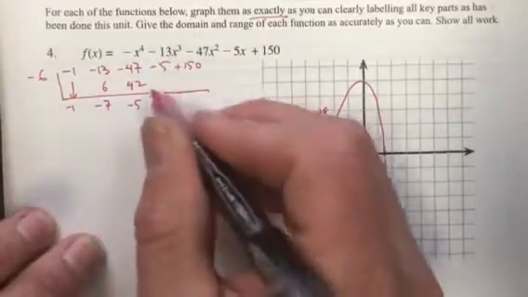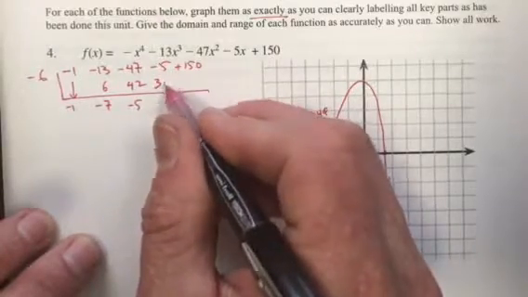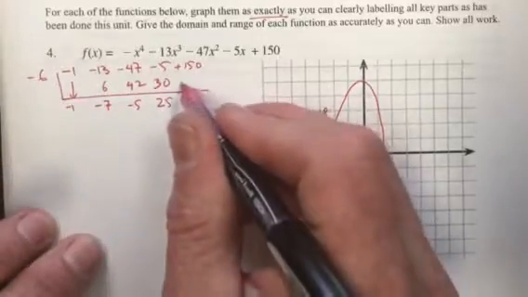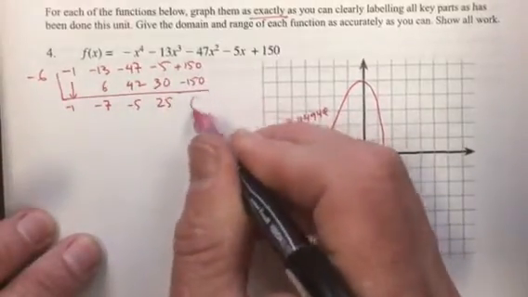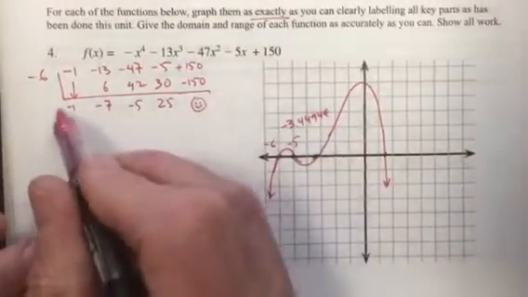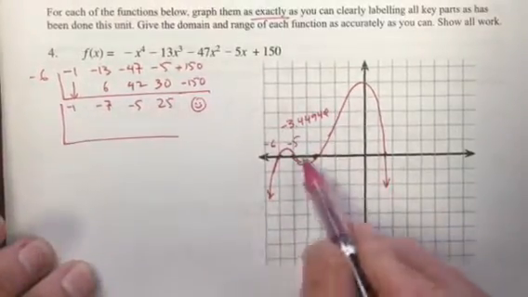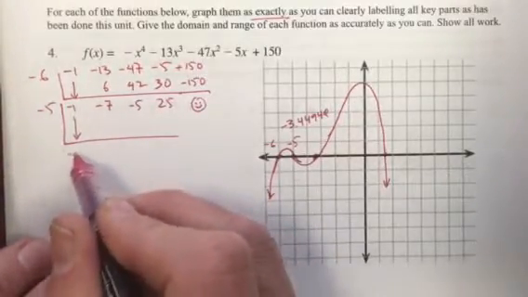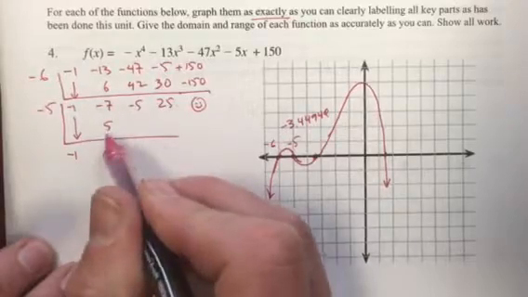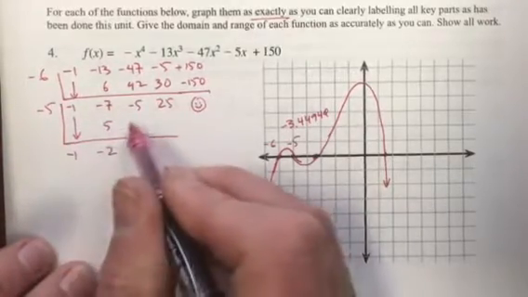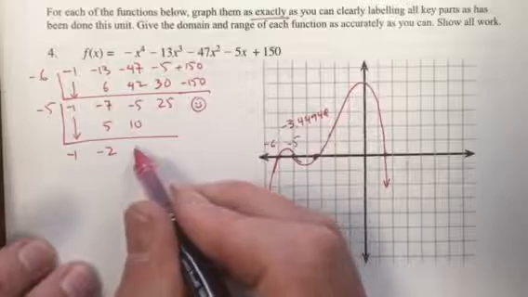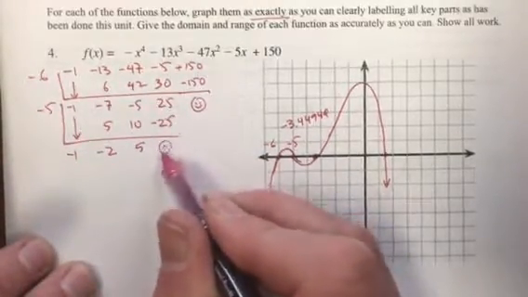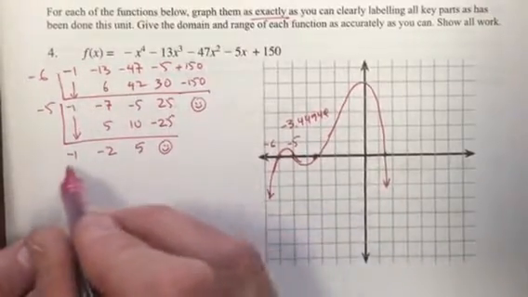I multiply those, I get positive 30. I add those, I get 25. 25 times -6 is -150. Add those, and I get 0. I'm so happy. I can just draw a line like this. I love it. And I'm going to use -5. No need to recopy. I just bring that down. -1, multiply, +5. Add those, -2. Multiply those, +10. Add those, +5. Multiply those, -25. I am on a roll. So that is my quadratic.